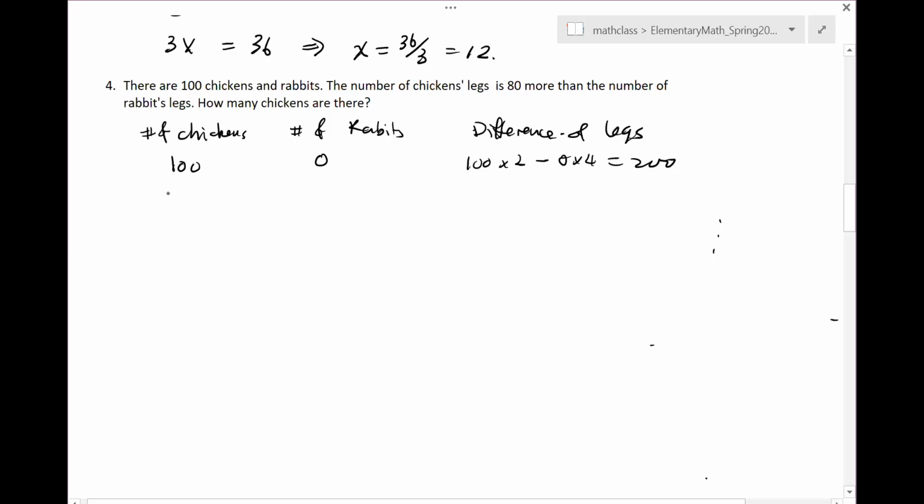Okay, so then you decrease the number of the chicken, increase the number of the rabbit. Now the difference, okay, be careful. Each time, this will be 99, right? You can say 100 minus 1 times 2 minus 1 times 4. Okay, the difference is 200 minus 6. I have to express it in that form. Okay, minus 2 minus 4 will be minus 6.